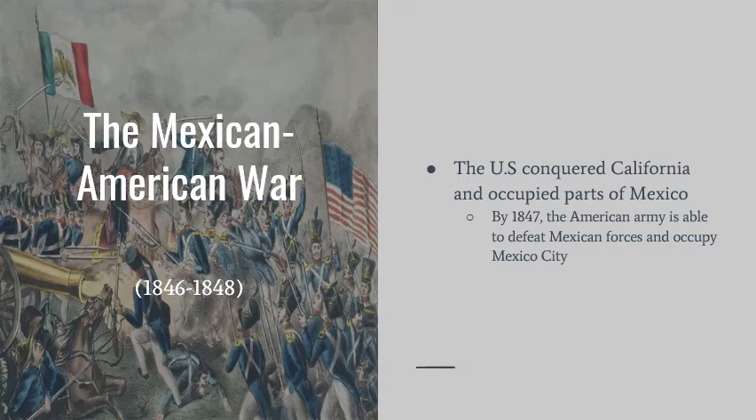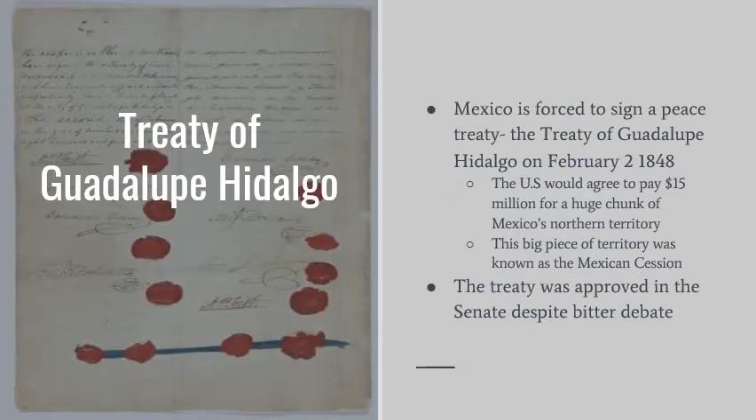During the war, the United States conquers California and occupies parts of Mexico, and by 1847, the American army is able to defeat Mexican forces and occupy Mexico City. At this point, Mexico is forced to sign a peace treaty, the Treaty of Guadalupe Hidalgo, on February 2, 1848. This treaty basically says that America would pay Mexico $15 million in exchange for a huge chunk of Mexico's northern territory. This big piece of territory is known as the Mexican Cession.